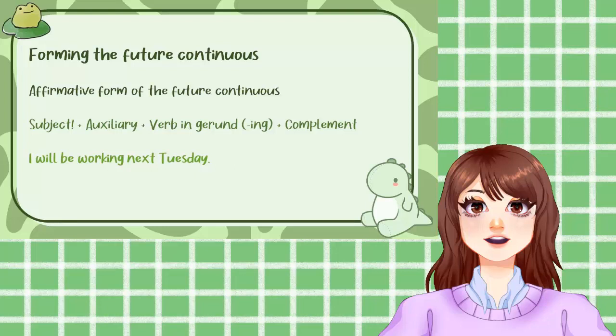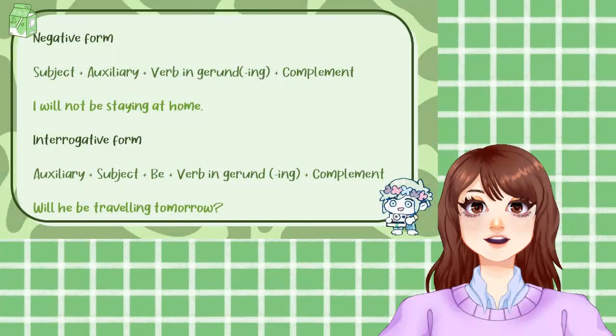Forming the future continuous. The affirmative form of the future continuous is subject plus auxiliary plus verb in gerund -ing plus complement. For example, I will be working next Tuesday. The negative form is subject plus auxiliary plus not plus verb in gerund -ing plus complement. For example, I will not be staying at home. The interrogative form is auxiliary plus subject plus be plus verb in gerund -ing plus complement. For example, will he be traveling tomorrow?